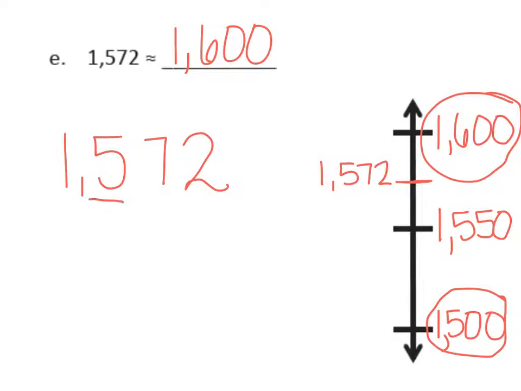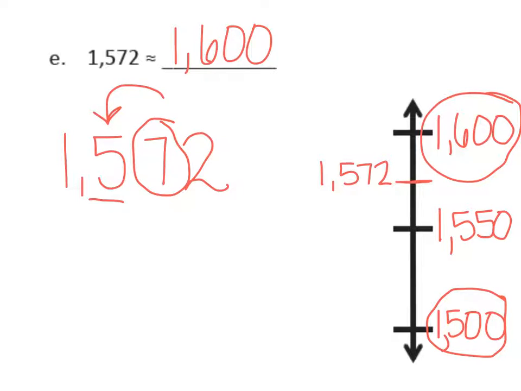So we're going to underline the 5 because it's in the hundreds place. Next, we're going to circle the 7 because it's next to the 5 on the right-hand side. Now, the circle digit is going to tell the 5 either to go up 1 or stay the same. Is the circle digit 5 or more and will tell the 5 to change to a 6? Or is it 4 or less and will tell the 5 to stay the same?